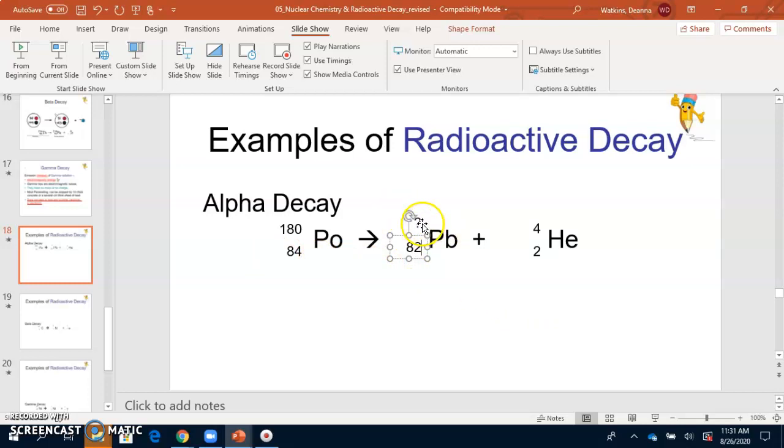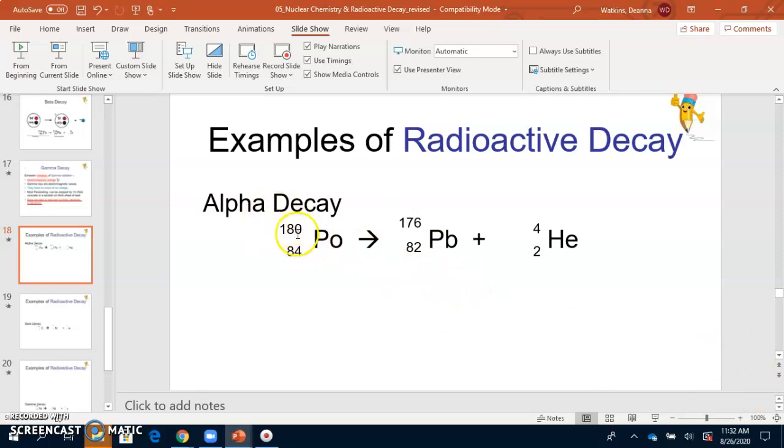Now, when it comes to the top number, we know that we are losing 2 protons and 2 neutrons. But remember, our mass number is protons plus neutrons. So if we're losing 2 protons and 2 neutrons, the mass number is going to be 2 plus 2, which is 4, which is what we have here. So what we're really losing from our mass number is 4, not 2. We have to take 180 and subtract 4, and we will be left with 176.